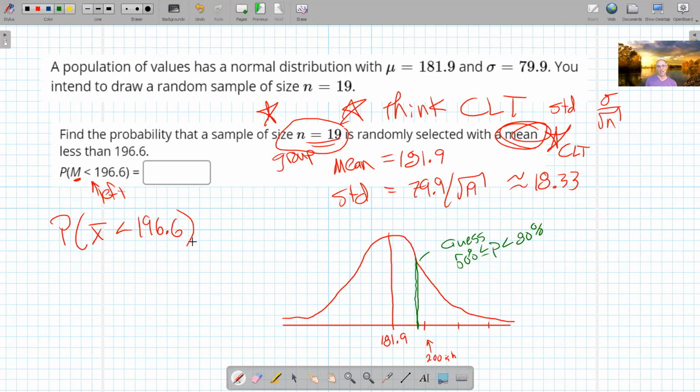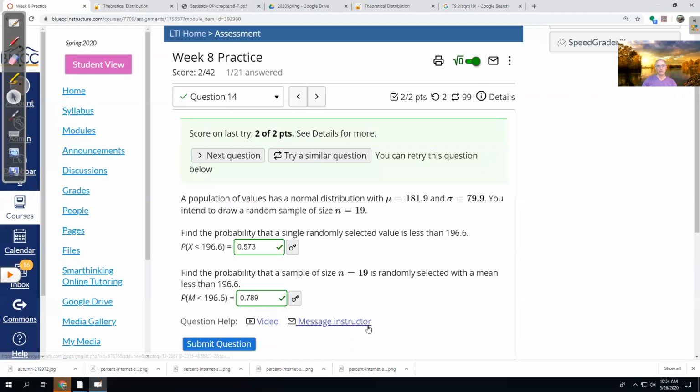Now, it certainly helps that I already had the computer calculate it, right? So that was not a very good guess because I was cheating, sorry. All right, so let's do one more and then we'll call it quits for today.